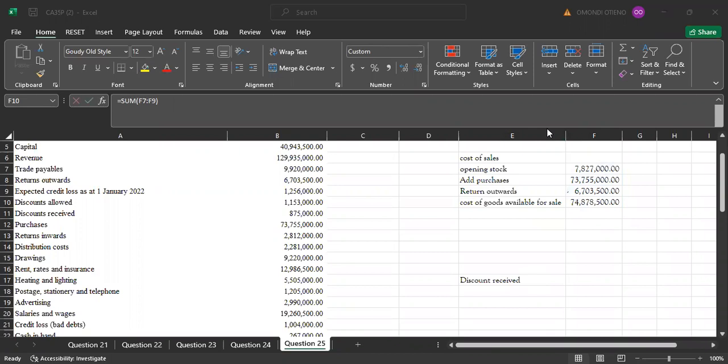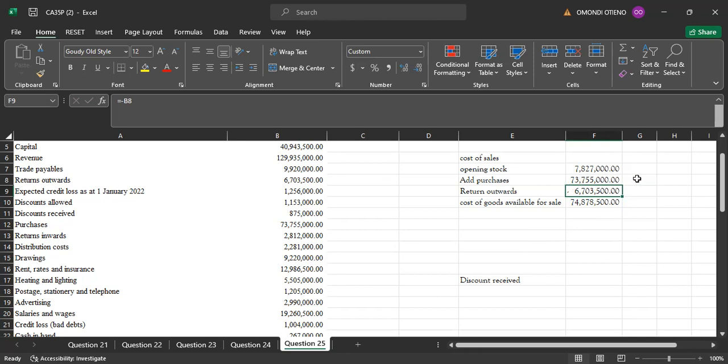Why is returns outward forming part of the cost of goods? Returns outward: I purchased goods worth 73,755 million. But then, out of this, I returned some of these goods to the owner, worth 67,003,500. So what is the real purchases value?